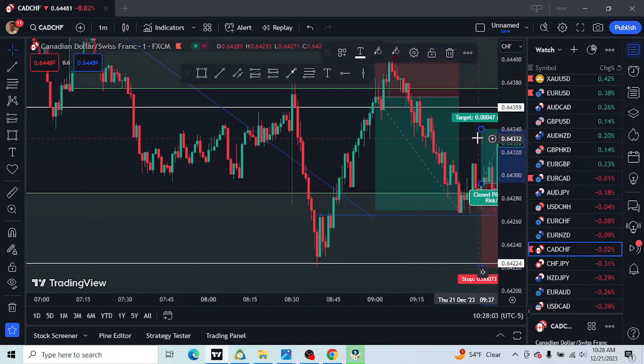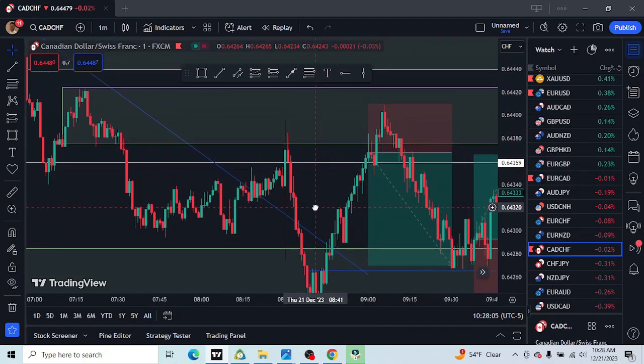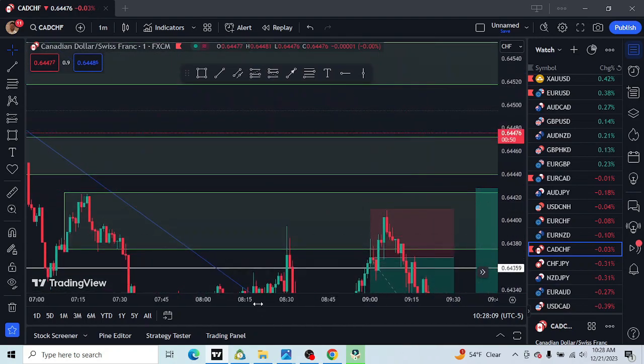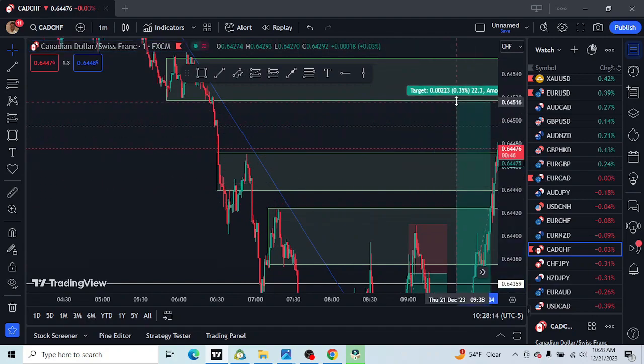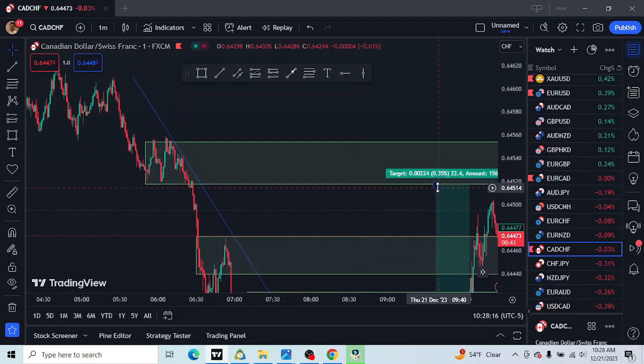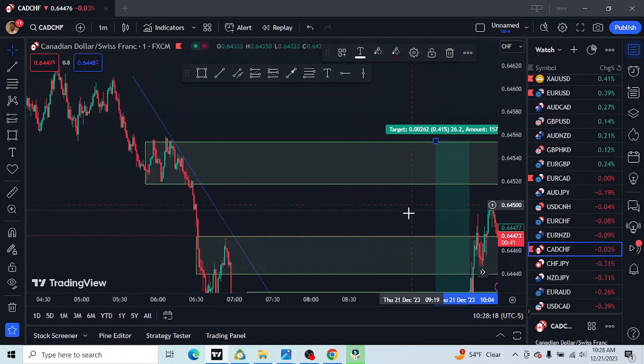Alright, so we're going to put our stop here, and we're going to anticipate that this is going to break the structure here, and it's going to continue up and potentially retrace the entire day all the way back to the beginning of the move, which could be somewhere in here.